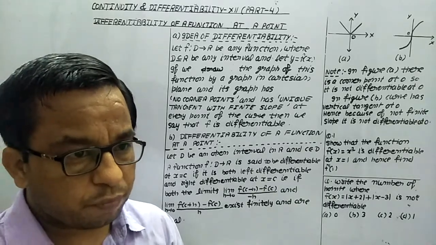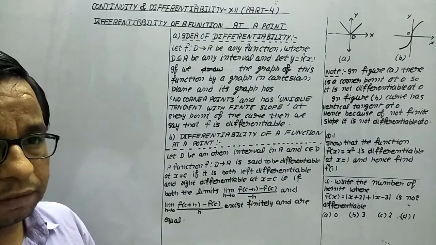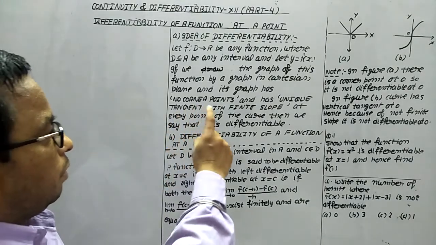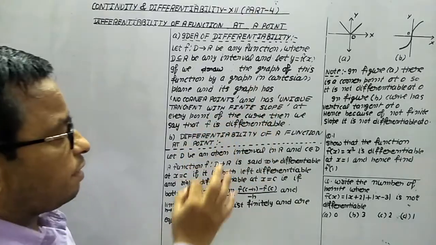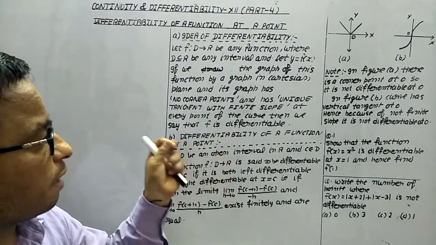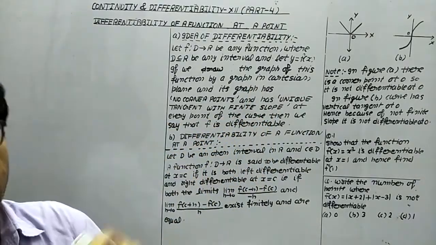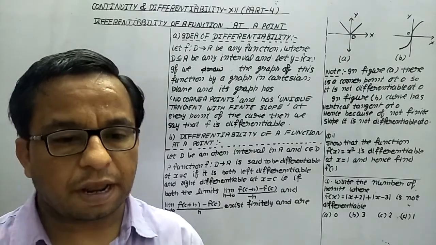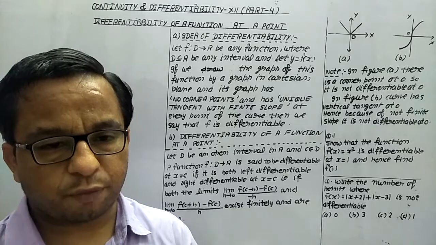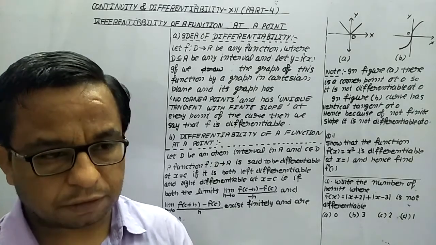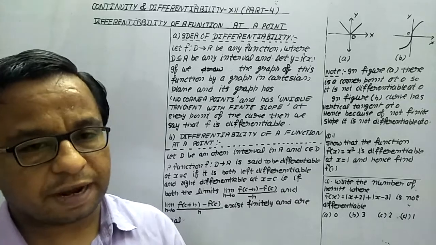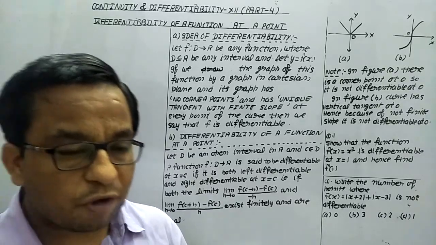then there should not be a corner point and it has a unique tangent with finite slope at that point of the curve. And if we have to prove it differentiable at every point, then at every point there should be no corner points and there should be a unique tangent with finite slope. How will you come to know?